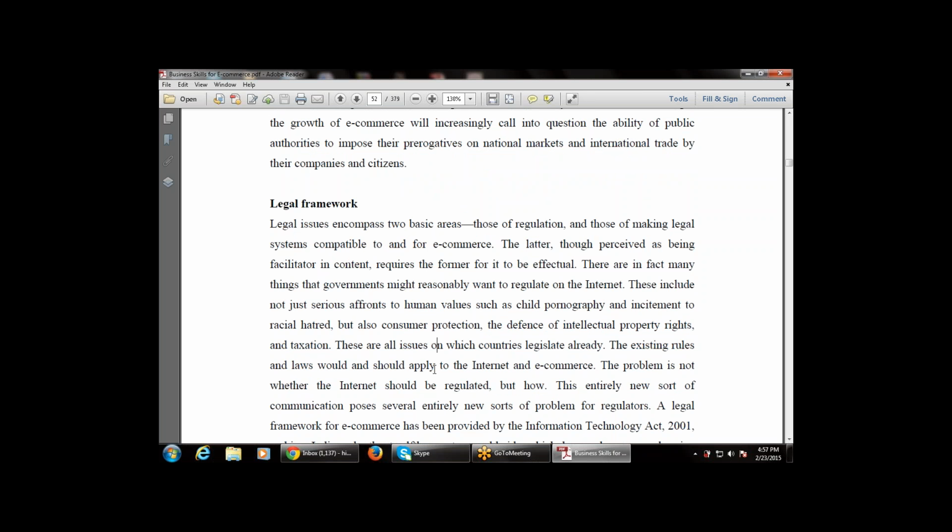The existing rules and laws would and should apply to the internet and e-commerce. The problem is not whether the internet should be regulated, but how. This entirely new sort of communication poses several entirely new sorts of problems for regulators.